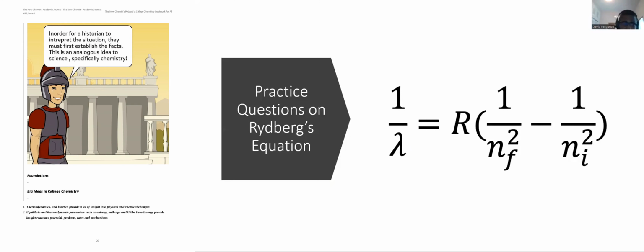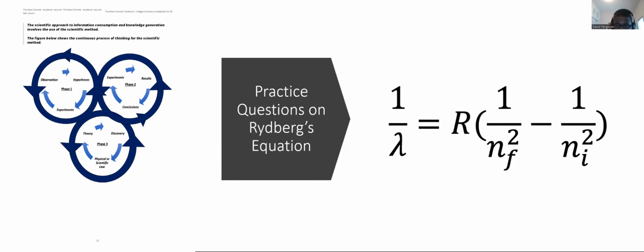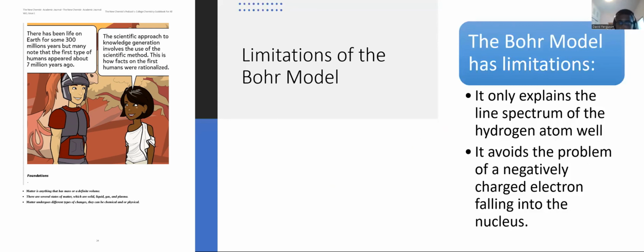But this is a good point to practice questions on Rydberg's equation, in which we say that 1 over lambda is equal to the Rydberg constant in brackets over 1 over the final quantized state minus 1 over the initial quantized state. And those values for each state are squared. So keep this in mind.